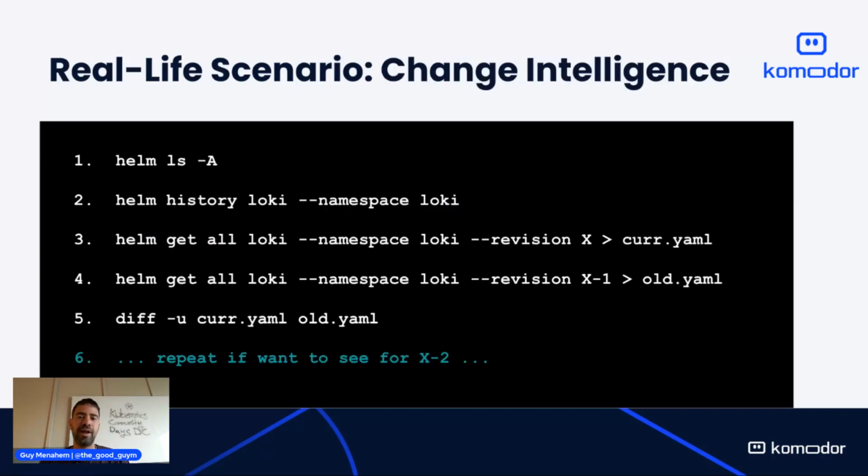For example, you want to actually find out what changed in 2 recent Helm versions. So you need to have 5 commands to get the values, export them into a file, and actually diff them in order to just understand which values and components actually changed between 2 versions of Loki.